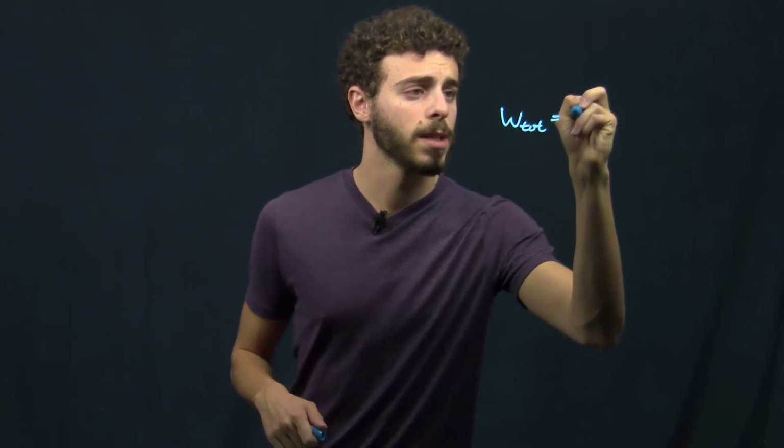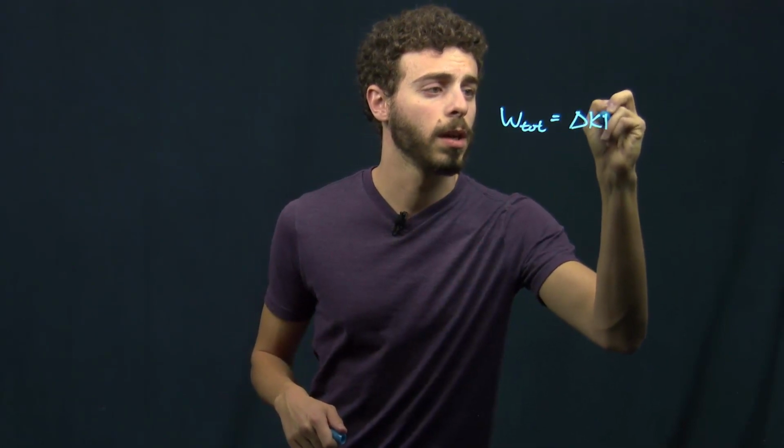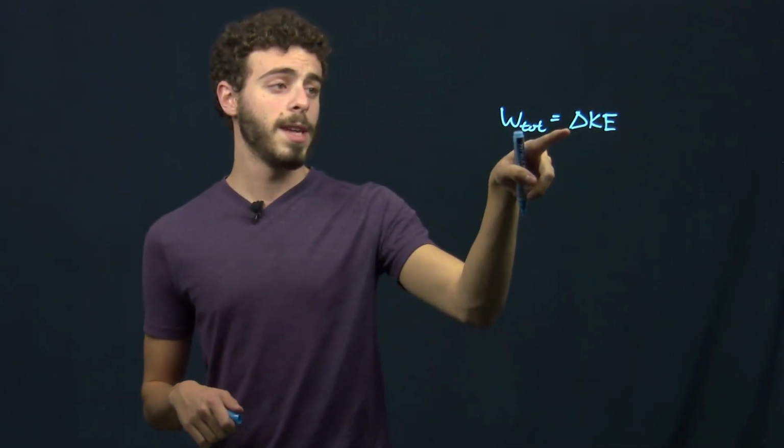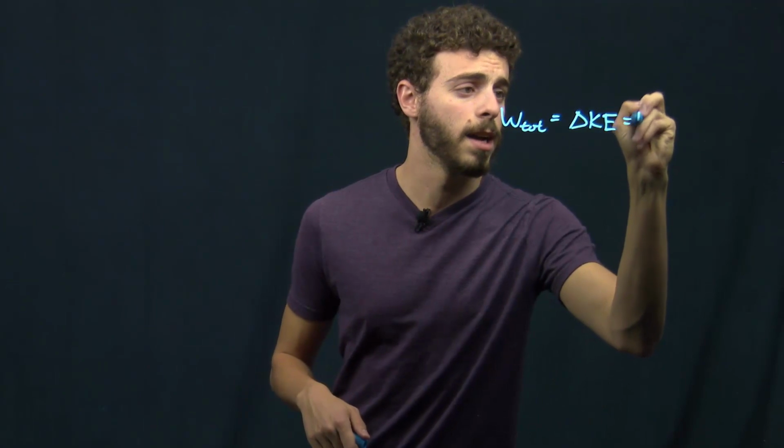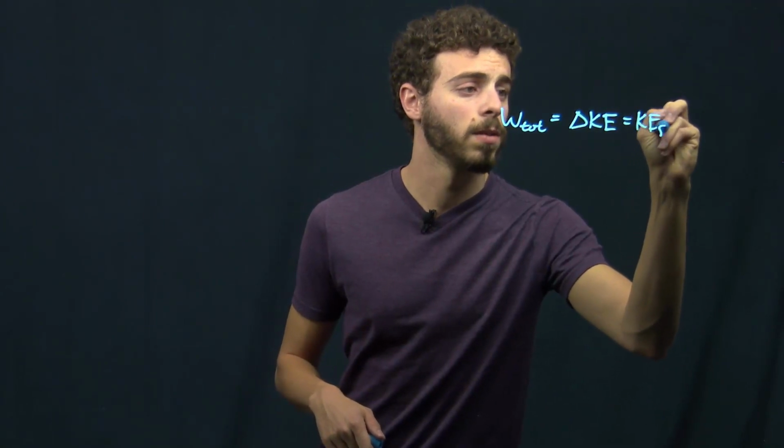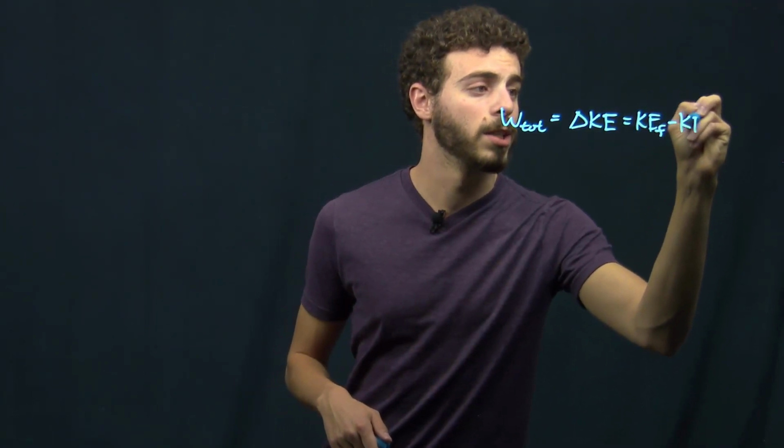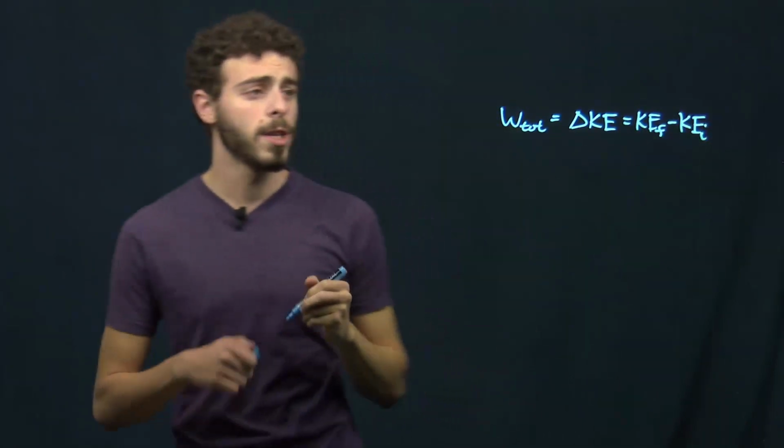So for today, we want to remind ourselves what the work energy theorem is. It basically tells us that the total work being done on an object is going to equal the change in kinetic energy. I'm going to write this, delta means change, again as kinetic energy final minus kinetic energy initial. So that's just what the change is.